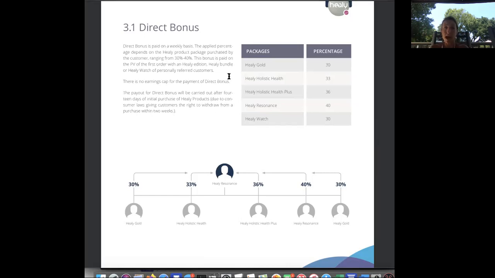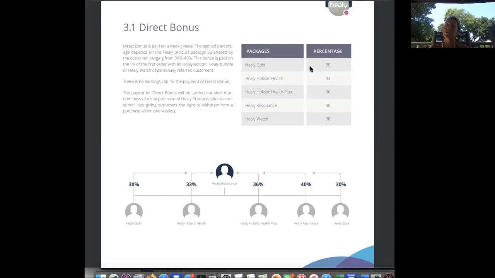In the US, it has its own direct bonus, and what that is based on is what you have sold. So you can see in this chart that if you sold a Healy Gold, you earn 30% of the PV for that gold.